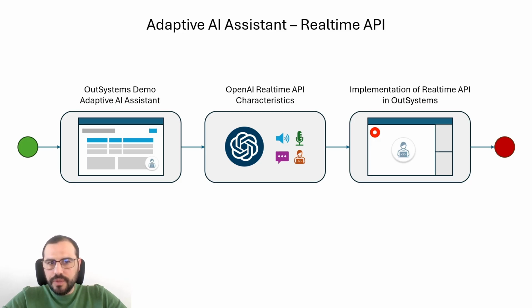In today's video, we are going to explore this real-time API and showcase this with an OutSystems example. So in this case, I'm going to start, or I started, with showcasing the adaptive AI assistant in an OutSystems application. Then I'm going to explore a bit this concept of a real-time API and how we can implement it, what are the differences with the normal response APIs that we are used to using with OpenAI or ChatGPT or Azure OpenAI.